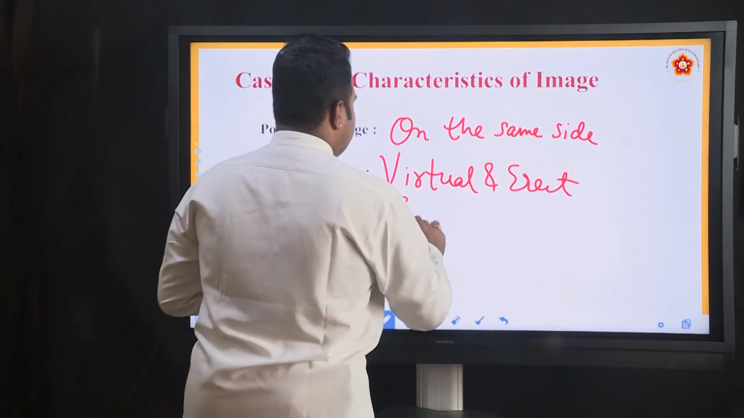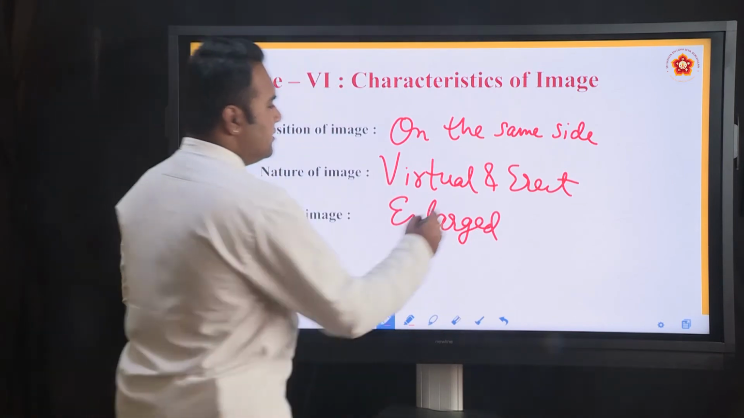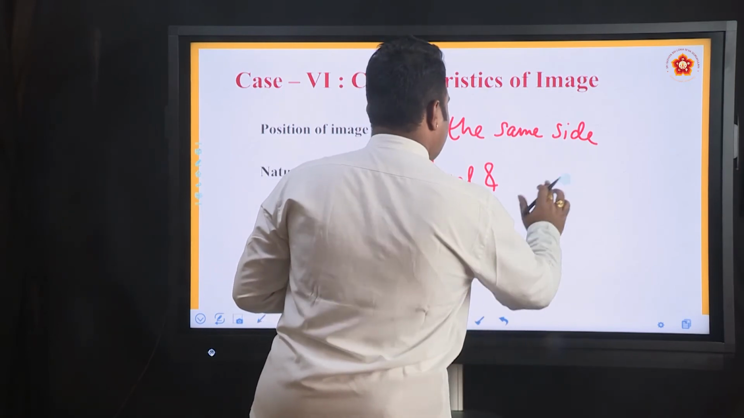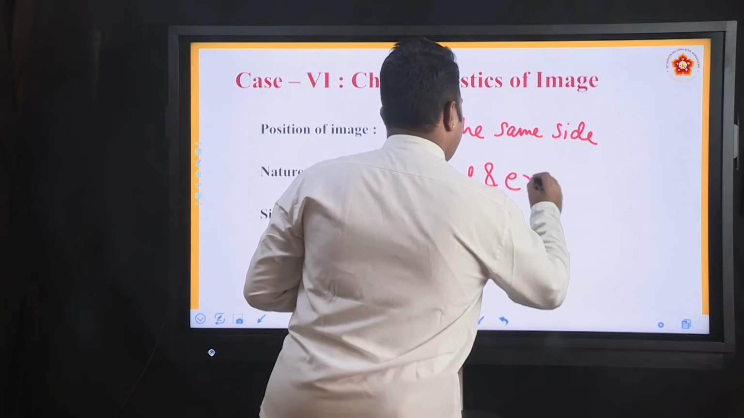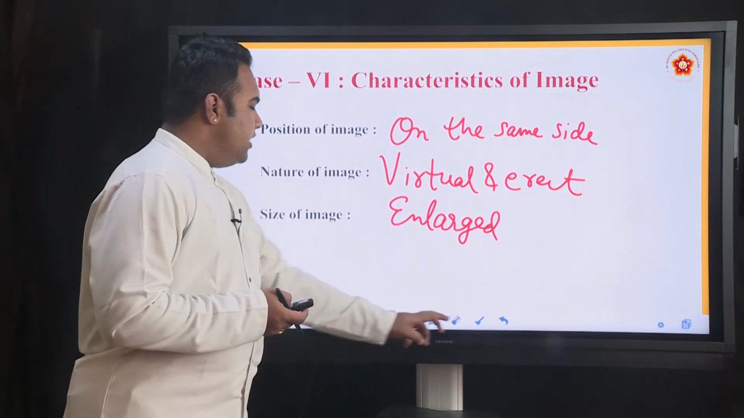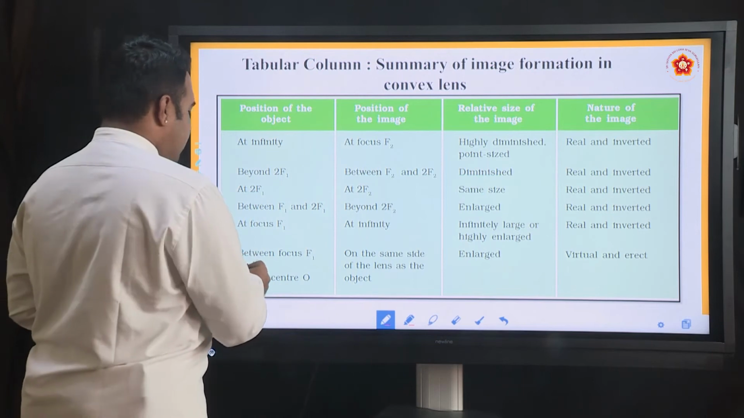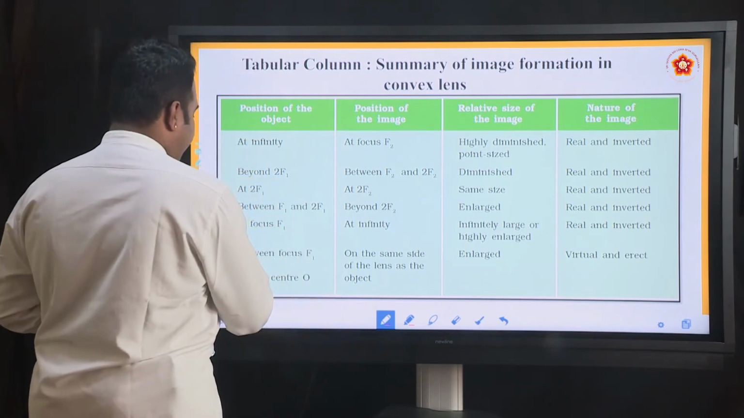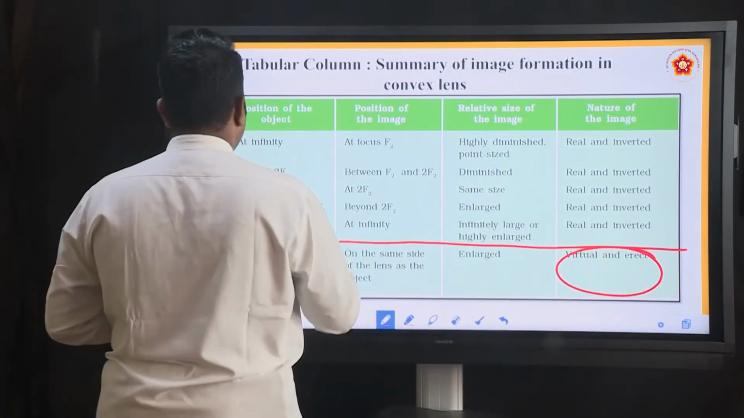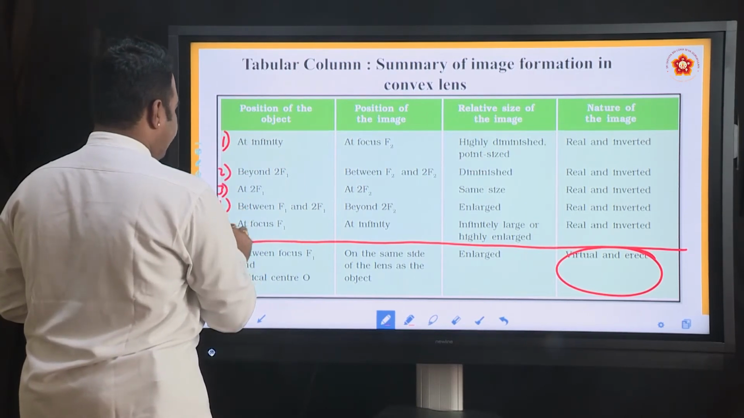Size of the image is enlarged. So this is erect. So this completes the image formation in a convex lens, and when we tabulate our results, we will see like this. Only the last case we will be having a virtual image. All these 5 cases, 1, 2, 3, 4, 5.